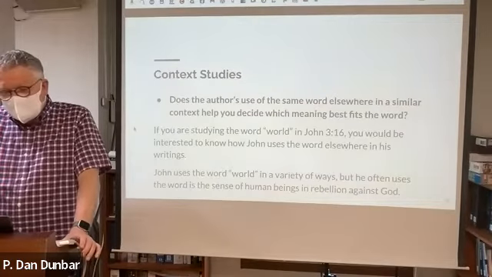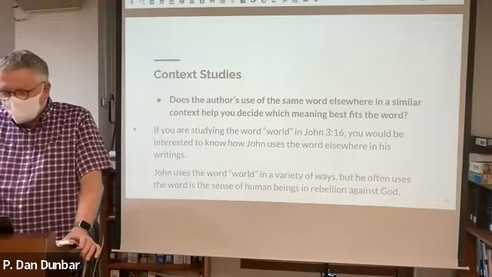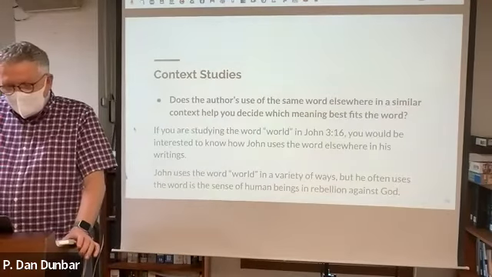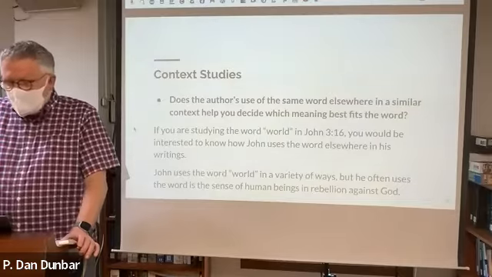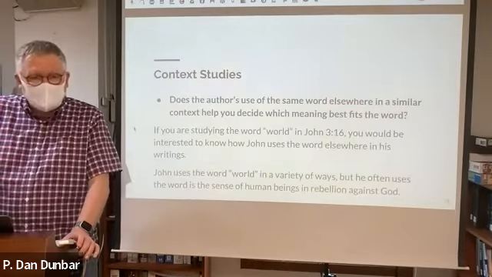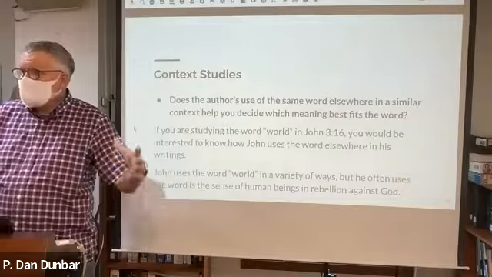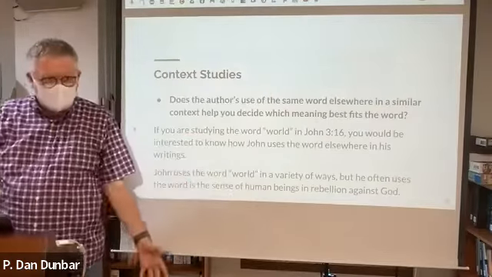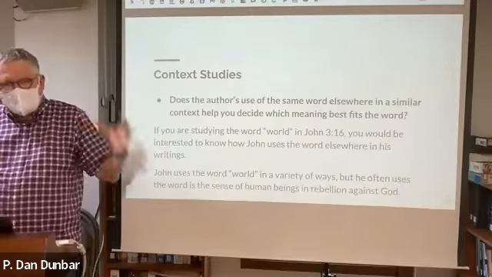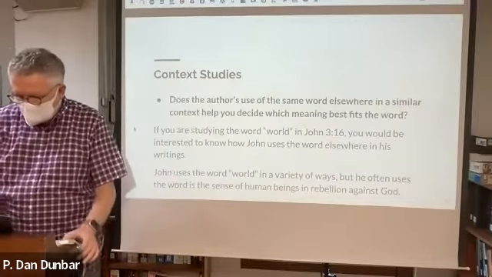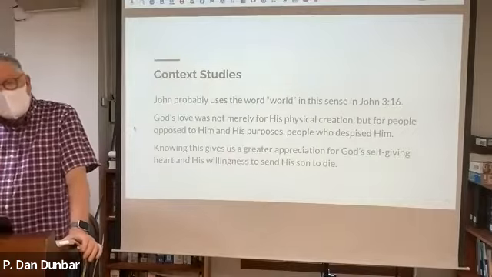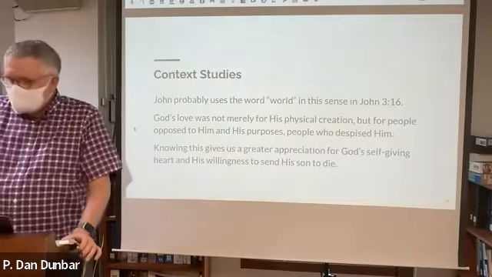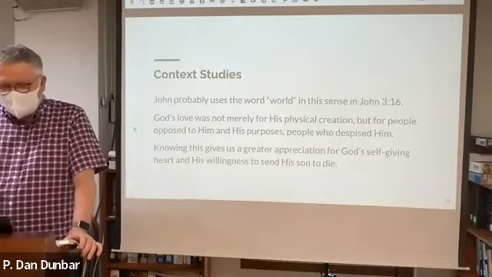Now, John uses the word world in a variety of ways, but he often uses the word in the sense of meaning human beings in rebellion against God. Like the world system, not like the earth, the beautiful planet that God made. He's talking about the world system, human beings in rebellion against God. So John probably uses the word world in this sense in John 3:16.